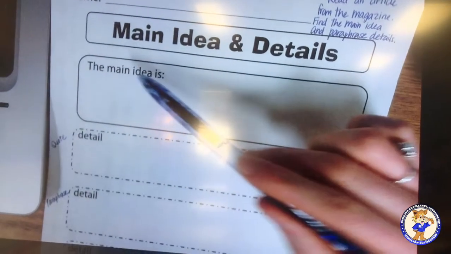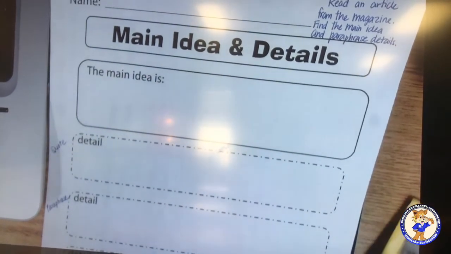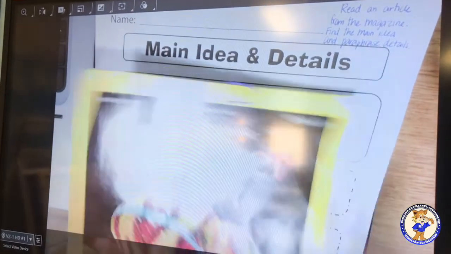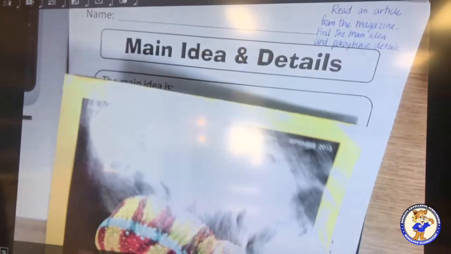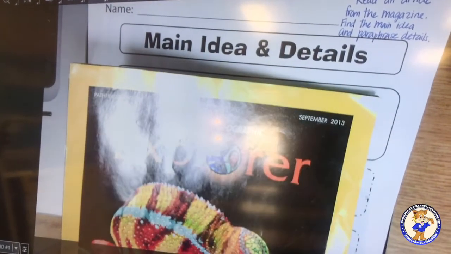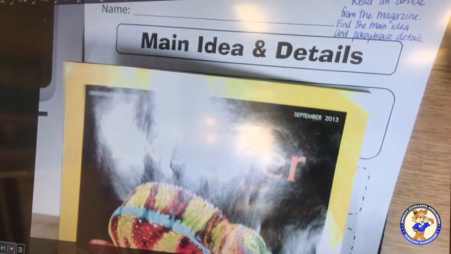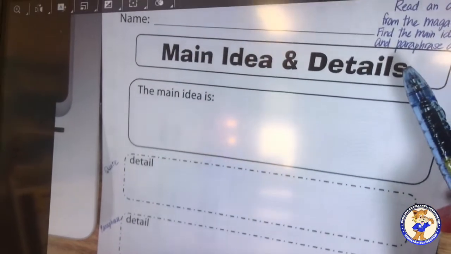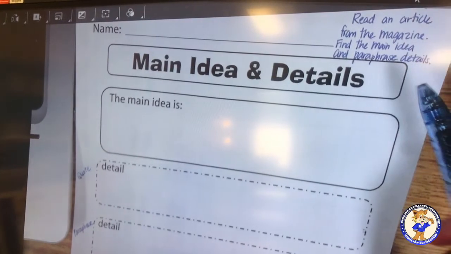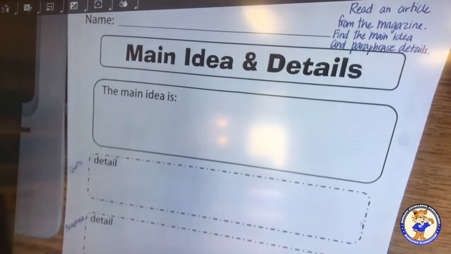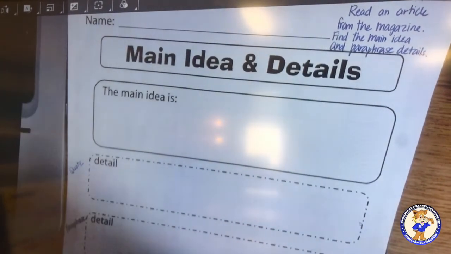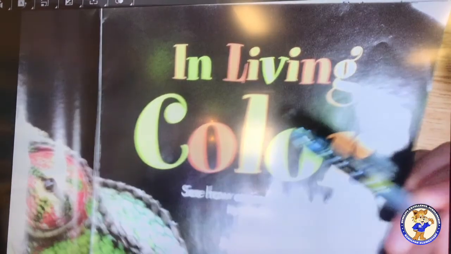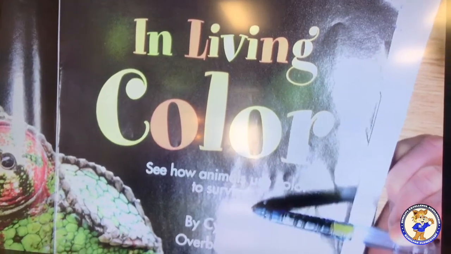So you'll have your page, it looks like this, and you will also have a magazine or other text that looks something like this. And you'll actually get to choose whichever article in your magazine you want to study for your project. So the directions say read an article from the magazine, find the main idea, and paraphrase details. So I chose this article here. It's called In Living Color. See how animals use color to survive.